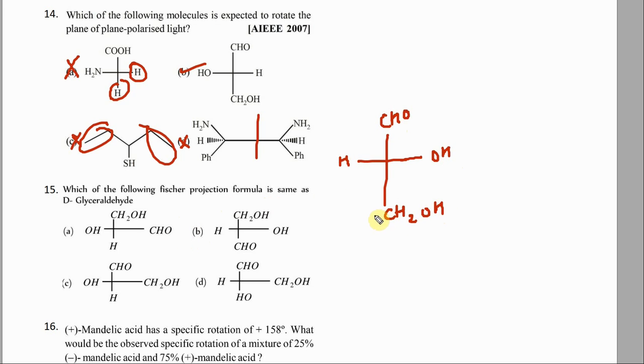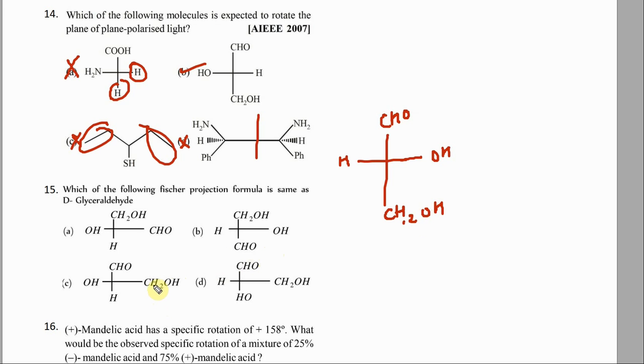Correct? This is what we want. So the first thing you want to look at is CHO on the top. Check first whether it is like that. Okay, let's look at the molecule first. CHO is on top, CHO is on top. Correct? Okay. Now CH2OH should be at the bottom and OH on top.